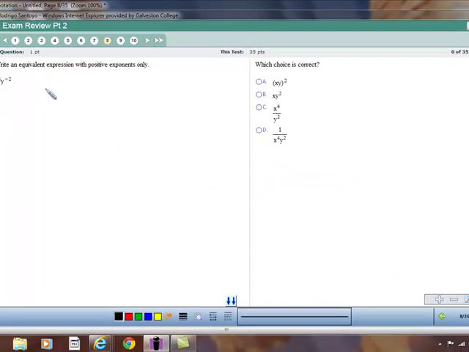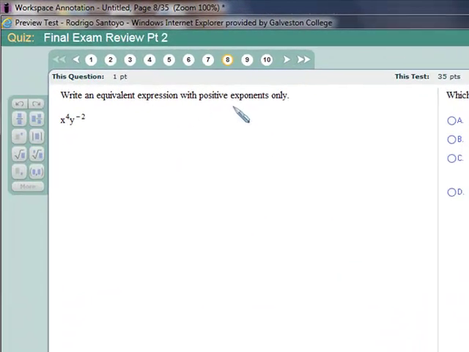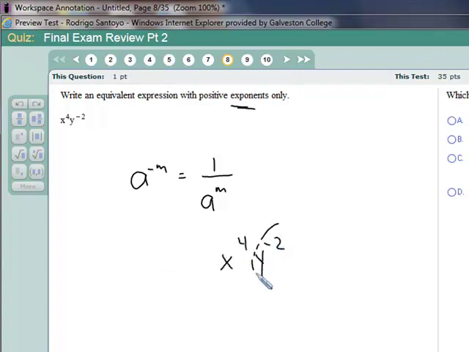They want us to write an equivalent expression with only positive exponents. So we learned in order to make an exponent positive, all we have to do is just put it in the opposite. Here it's in the top, we just put it in the bottom. So for this problem here, keep in mind only this is negative, not the x. So we're only going to put the y to the second on the bottom and keep the x to the fourth on the top there.